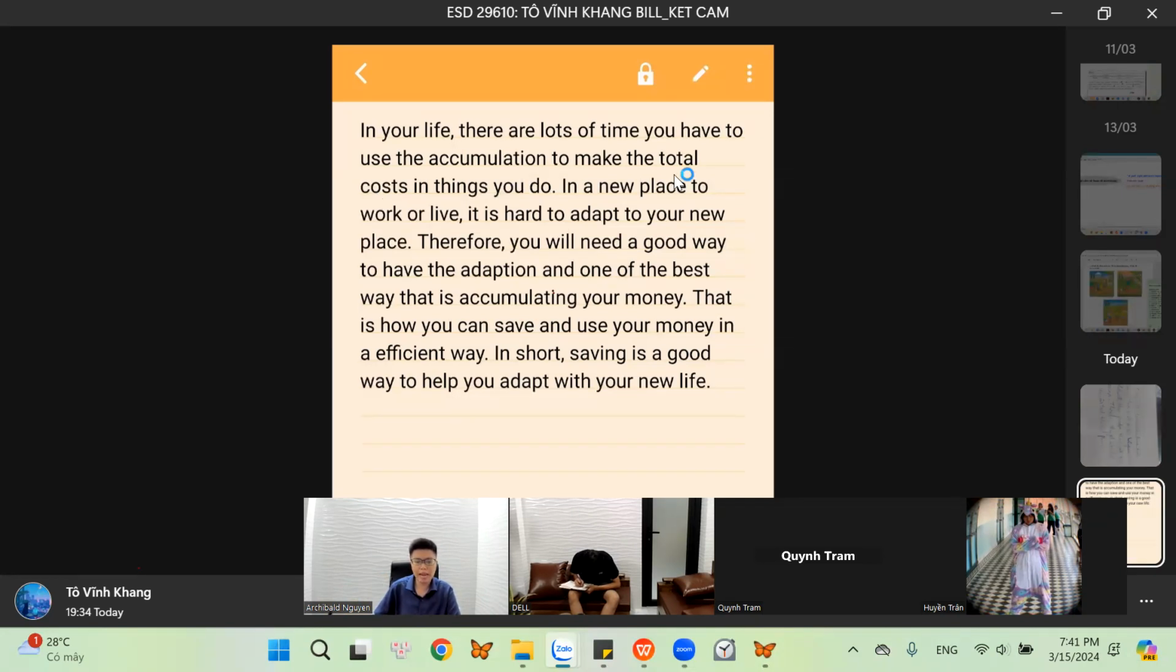So please remember, make the total costs from all the activities that you have invested your money in. The word "in" is like the place that you have invested your money in. Why do I have to use the word money and in?